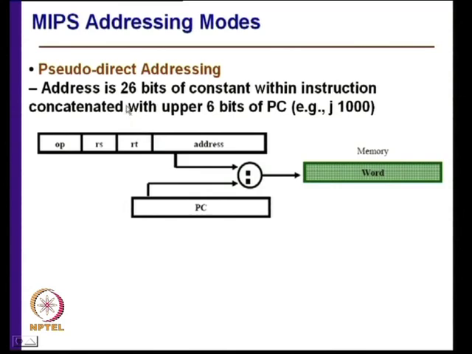So you have got an address of 26 bit, a constant within the instruction, which is concatenated with the 6 bit of the program counter. That is, the most significant 6 bits will come from the program counter, which is called concatenation, and the remaining 26 bit will be taken from the instruction, and that will generate the effective address. So, this is how pseudo direct instruction addressing is done. Okay.